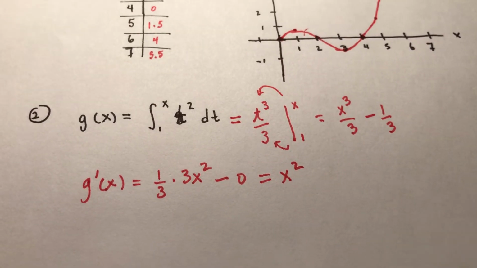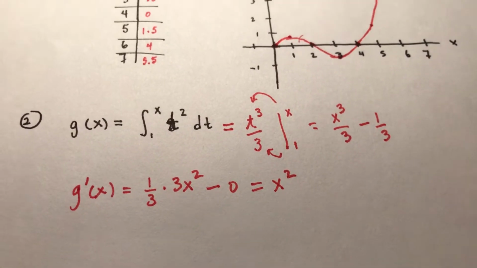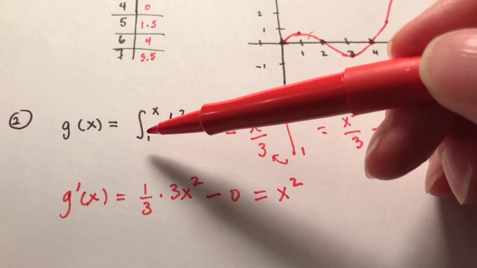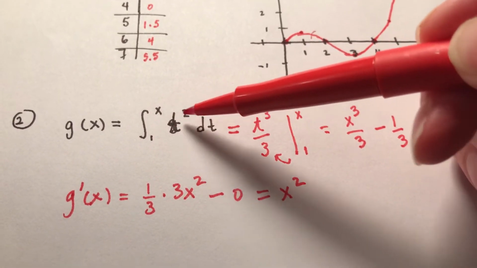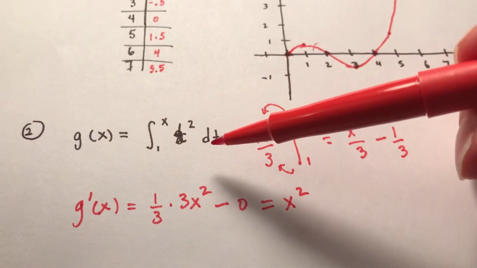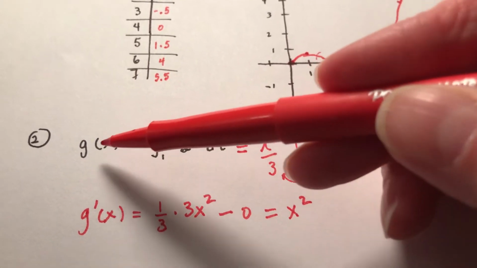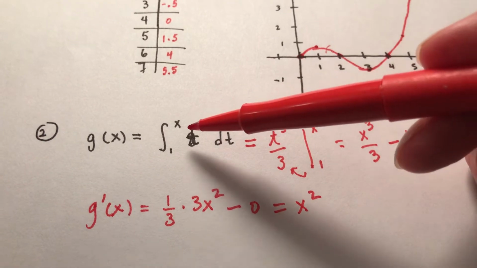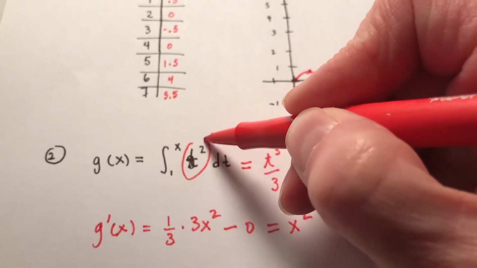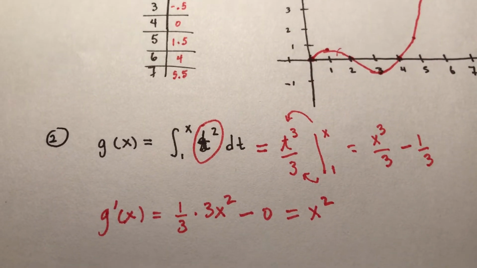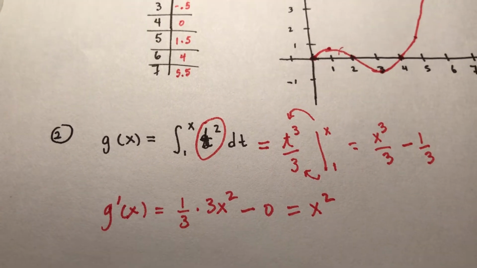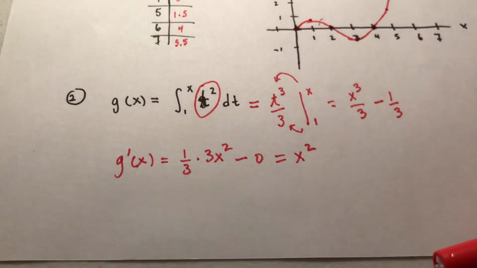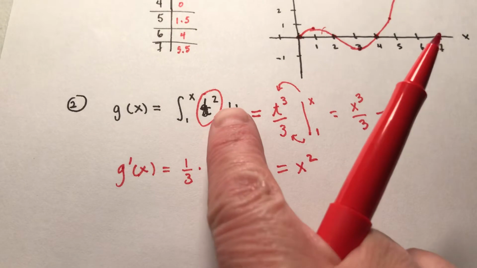So what we're supposed to recognize is that if you integrate from 1 to x and then you take the derivative of it, so the derivative of this function right above, it is x squared. So what it ends up being is just the integrand with x substituted in it. All you have to do is say x squared.